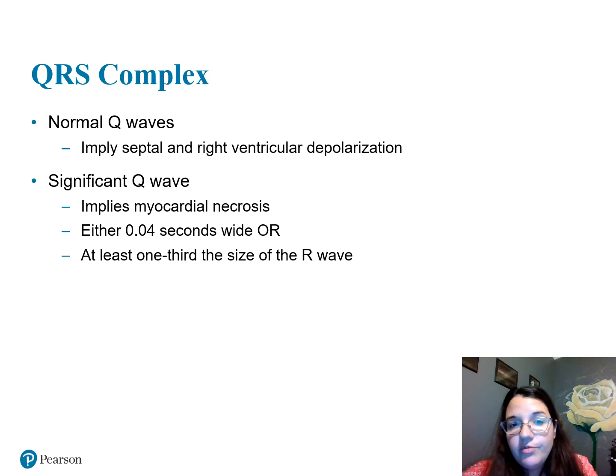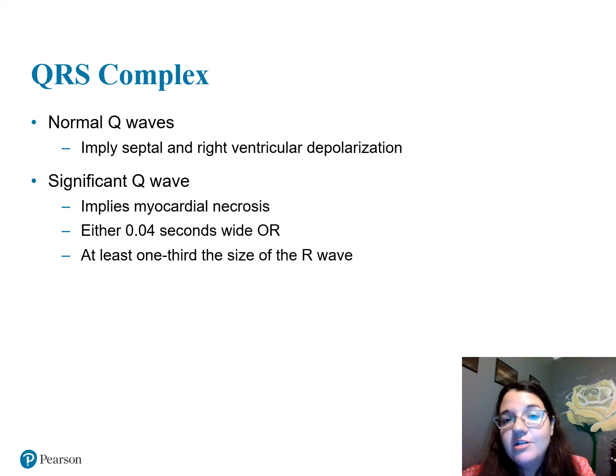A normal Q wave is going to be implying septal and right ventricular depolarization. EKG 1 coming back at you, right? What is that right ventricular depolarization? Depolarization is contraction, remember. And what are your ventricles? That is the bottom chambers of your heart. And in this one, we're specifically talking about right ventricular. So a normal Q wave, when we're at that Q, where are we at in the heart?